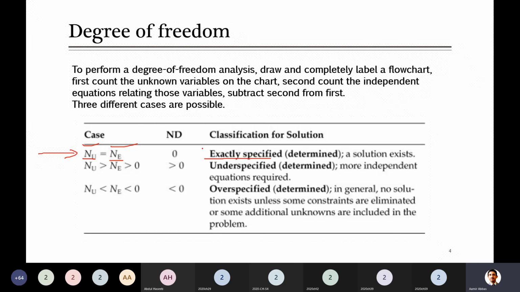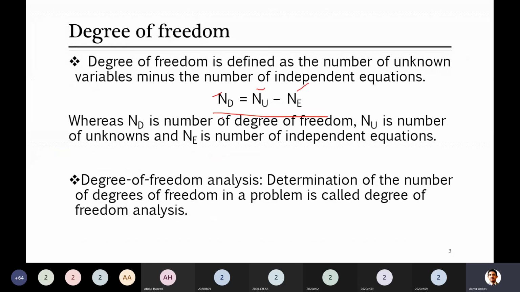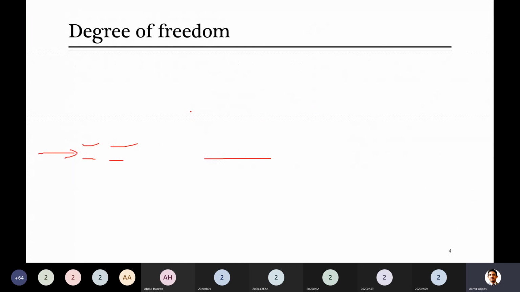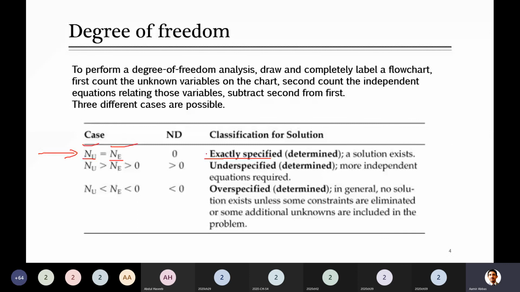So the main calculation of this number, which is the difference between the number of unknowns and the number of equations, is called degree of freedom. Overall this process is called degree of freedom analysis, in which we find the number of unknowns and look at the number of equations, and these are not simply any equations, they are independent equations. When we take the difference, this is the calculation of degree of freedom. It has three types. One is the exactly specified system, in which the number of unknowns and equations are equal, and as I explained with an example, for such questions you will get a unique solution, one solution.